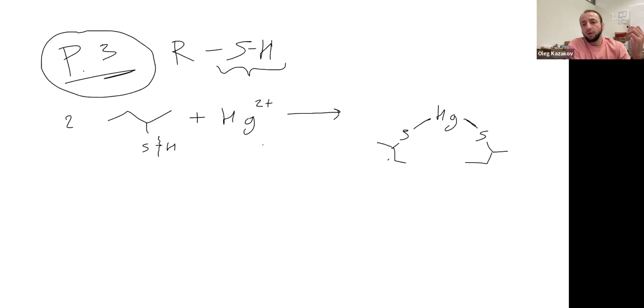We're also going to produce two hydrogen ions. If you want to try to balance this reaction, here you go. You'll have two alkyl-SH pieces, you'll have Hg or mercury, and you'll have two H+ ions, or two protons, generated as a side product. Here they are.